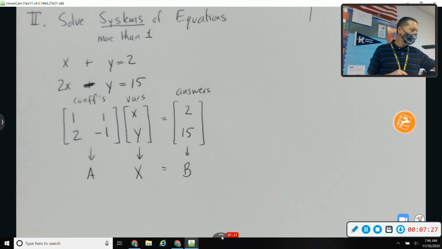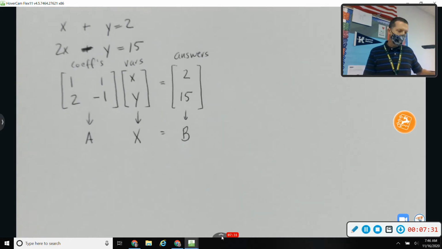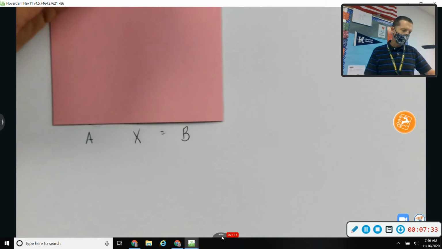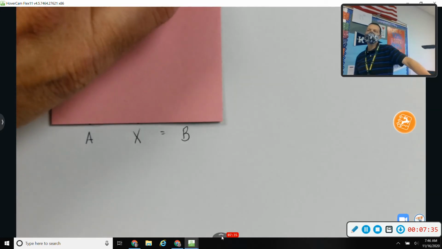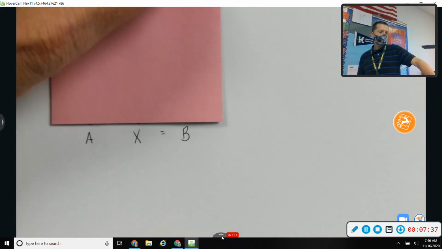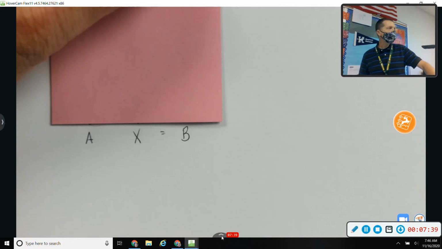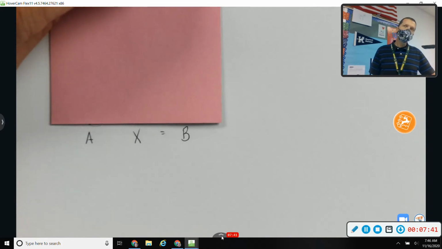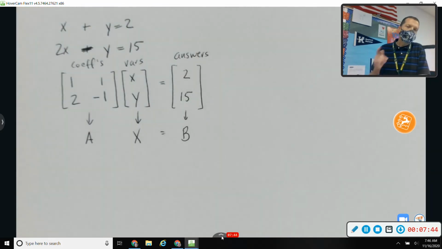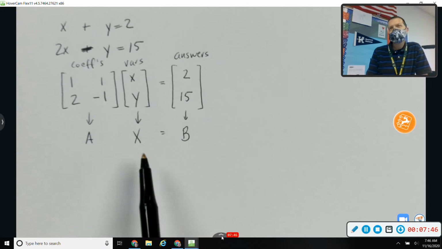Now we're getting close to something we recognize. Because if you had an equation, so ignore all that top stuff. If you had an equation A times X equals B, and you're just trying to solve for X, what would you do? Divide by A, yeah. Now the trick is matrices is you can't divide by matrices.